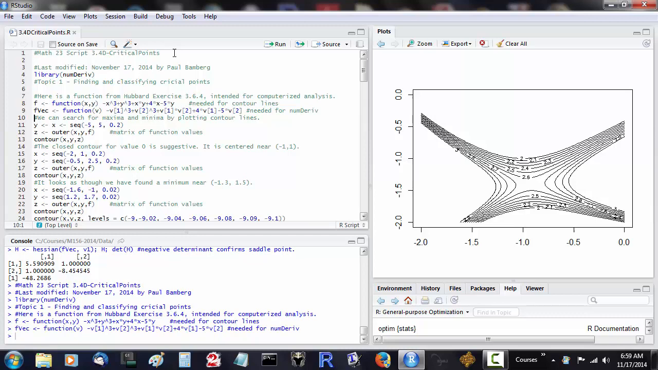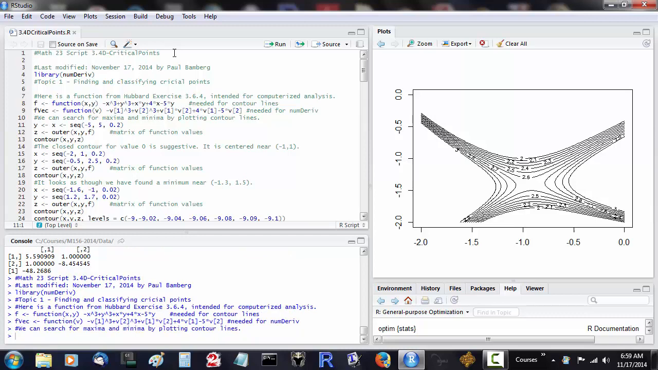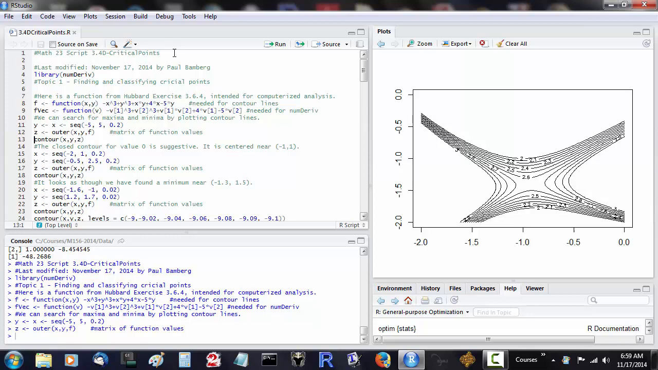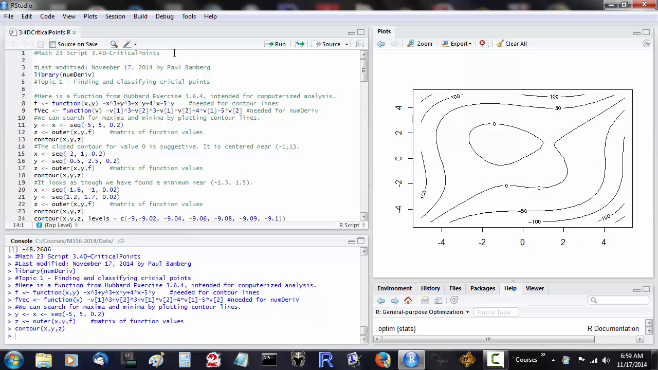The way to start our exploration is by plotting contour lines. So let's choose sequences of values for x and y that go from minus 5 to 5. Use the outer function to make a matrix of function values and plot the contour lines. We don't have many contour lines, but there's one giveaway. Whenever you see a closed contour line, you start looking for an extremum inside that contour line.